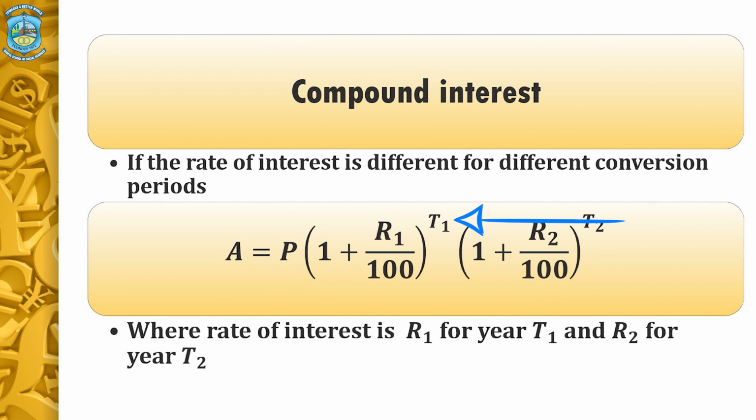Next, we will see how we may calculate compound interest if the rate of interest is different for different conversion periods. That is, if the rate of interest is R1 for the time T1 and R2 for the time T2, then we may calculate the amount of compound interest by using the formula A equal to P multiplied with 1 plus R1 by 100 to the power T1 multiplied with 1 plus R2 by 100 to the power T2. Next, we will see one example where the rate of interest is different for different periods.